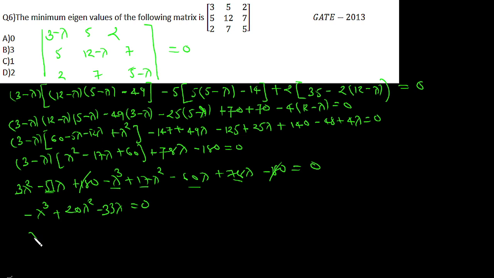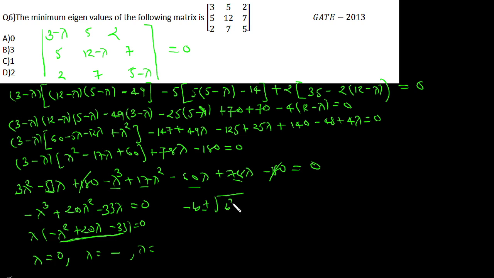Now we can take lambda out common, so we get lambda times minus lambda square plus 20 lambda minus 33 equal to 0. The first solution of this equation is lambda equal to 0. You can find the other two values by solving this quadratic equation using the formula minus b plus or minus the square root of b square minus 4ac, over 2a. But we are interested here in the minimum value. These two are both larger than 0 if you find them by this equation.